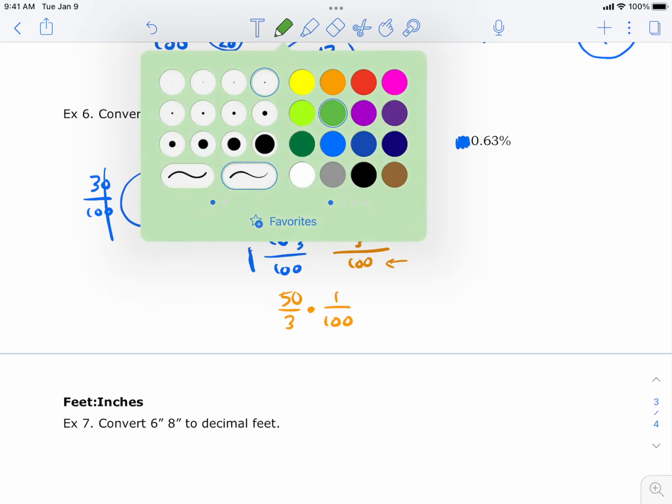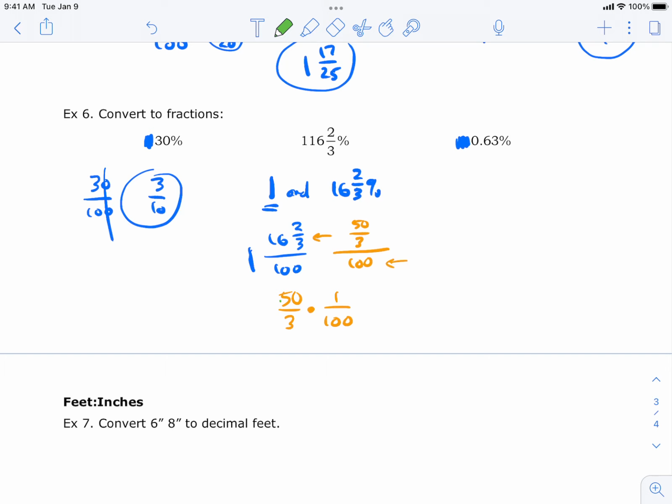Here's a good thing you might remember from somewhere. When you're multiplying fractions, you can cross cancel, right? So cancel the 50 into the 100 twice. We're getting a sixth. 1 times 1 is 1. 3 times 2 is 6. We're getting 1/6. So it's 1 1/6. This is 1 1/6.